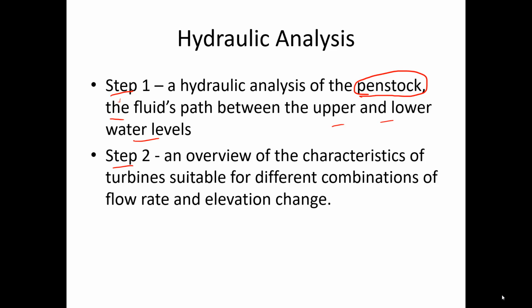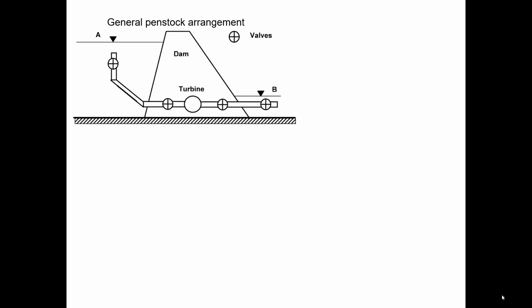Step 2 is we're going to take that information and look at different combinations of flow rate and elevation change, and how that relates to the type of turbine you would pick, and what types of turbines there are for these power plants. Before we get started, let's take a quick look at this diagram. We have here our general penstock arrangement.